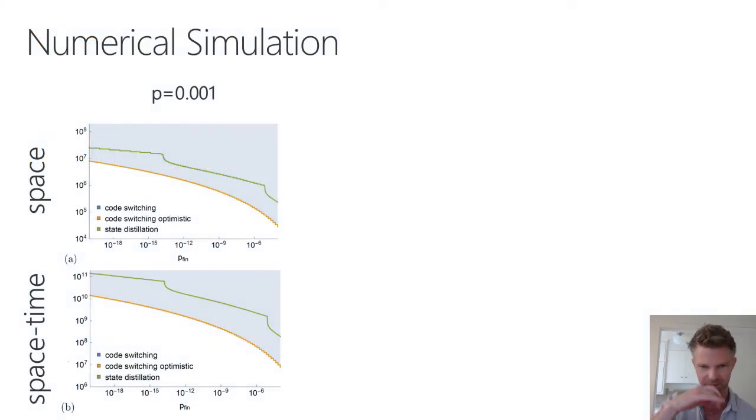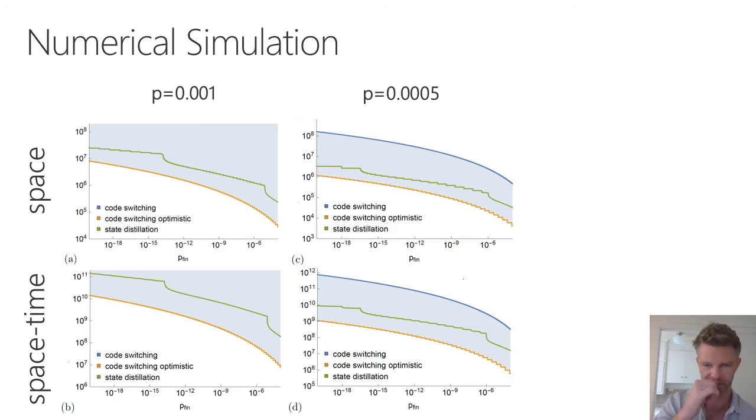And then finally, we put all of the pieces together and we compare the cost of code switching and state distillation for a variety of underlying values of physical error rate P. So let me first show you these two here. The lines to focus on are the blue and the green. The blue line is code switching and the green line is state distillation. Those are the same lines we showed earlier for state distillation.